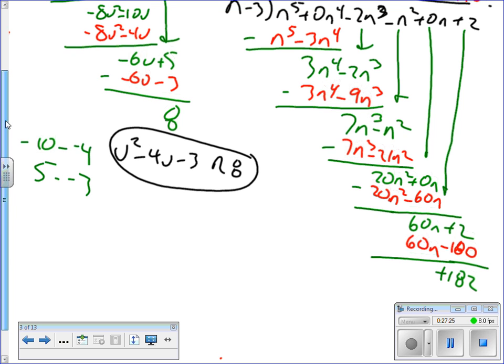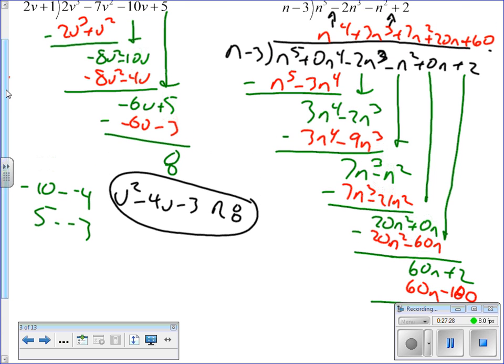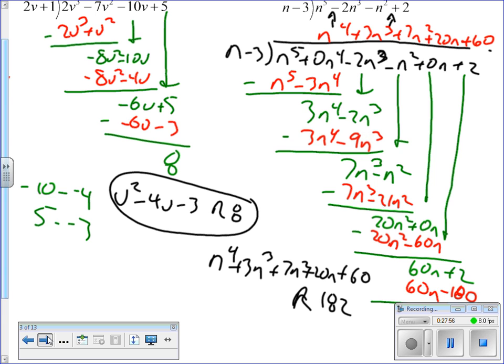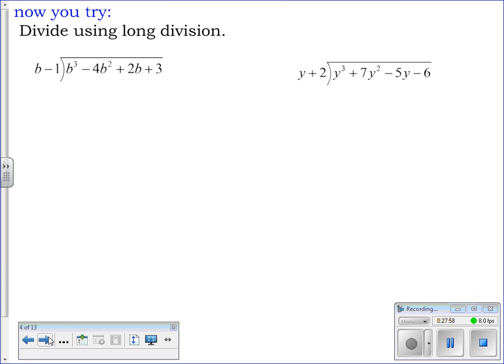So my final answer, oh my word, n to the 4th plus 3n cubed plus 7n squared plus 20n plus 60 with the remainder of 182. Awful lot for Monday after a break. I don't care. Your turn. Do these two.